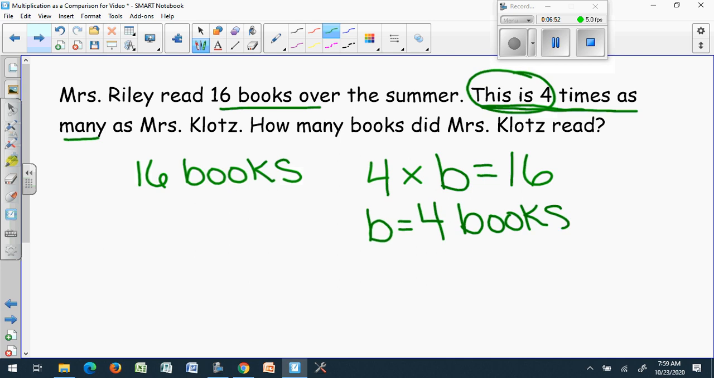So again, let's make sure this makes sense. Mrs. Riley read 16 books. This is 4 times as many as Mrs. Klotz. And we know if Mrs. Klotz read 4, and Mrs. Riley read 16, 4 groups of 4 equals 16, so that makes sense. We can always go back to our bar diagrams to help us with these.